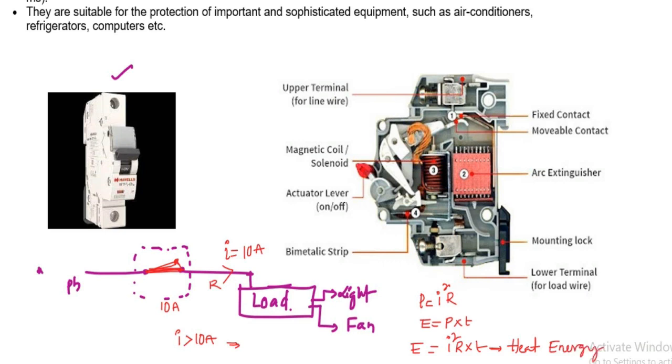Whenever there is a high current flow, this high current flow will cause some power loss, that is I square R. Whenever there is a power loss for some period of time, that is P into T, it will cause some energy, that is nothing but heat energy. This heat energy will damage the winding here. This winding will be damaged.